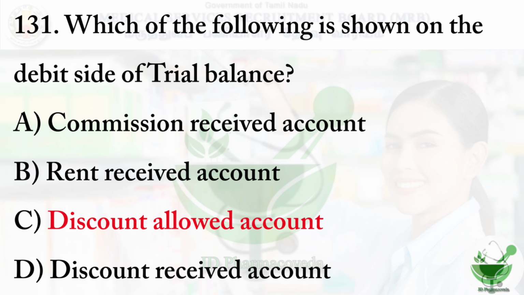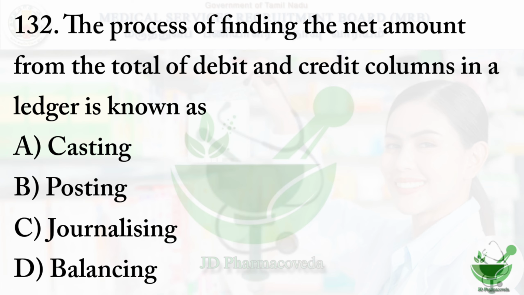Then question number 132. The process of finding the net amount from the total of debit and credit columns in a ledger is known as. The options are option A, casting, option B, posting, option C, journalizing, option D, balancing. So the right option is option D, balancing. So in a ledger there is a debit and credit side, so it has to be balanced when the net amount is to be found.